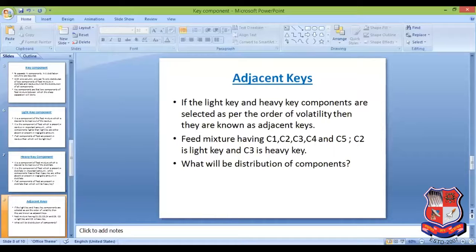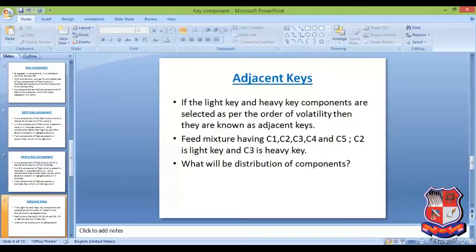So now the question: what will be the distribution of components in distillate and residue? Pause this video, take pen and paper, right, and draw a figure and see which components will be present in significant amount in the distillate and which components are present in significant amount in the residue. Think. Okay, I think you have done it. So now I will explain to you.